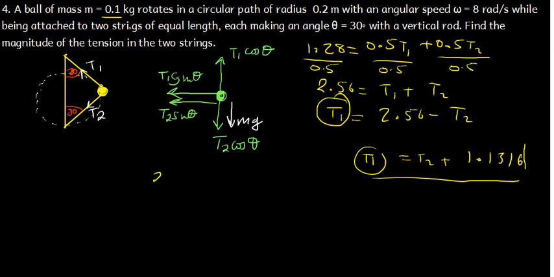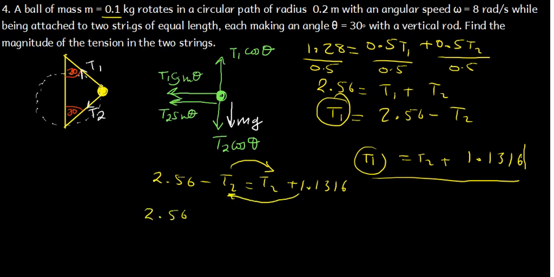So that is going to be 2.56 minus T2 is equal to T2 plus 1.1316. So let's take T2 this side, and take this value this side. So that will be 2.56 minus 1.1316, and that is going to be T2 plus T2. So 2.56 minus 1.1316 gives us 1.4284, and that is equal to 2T2.